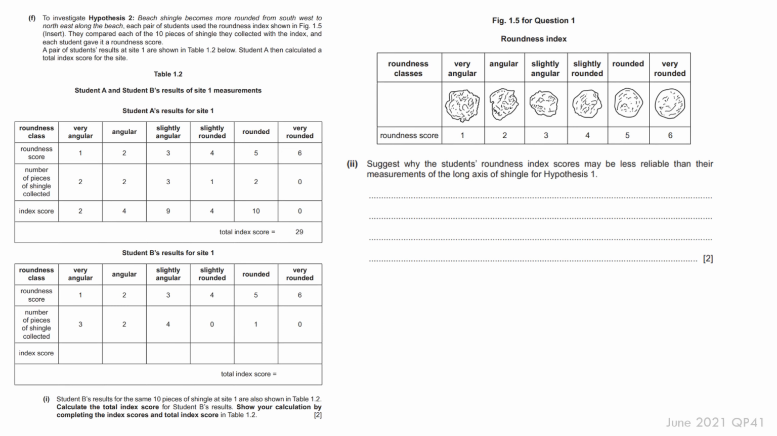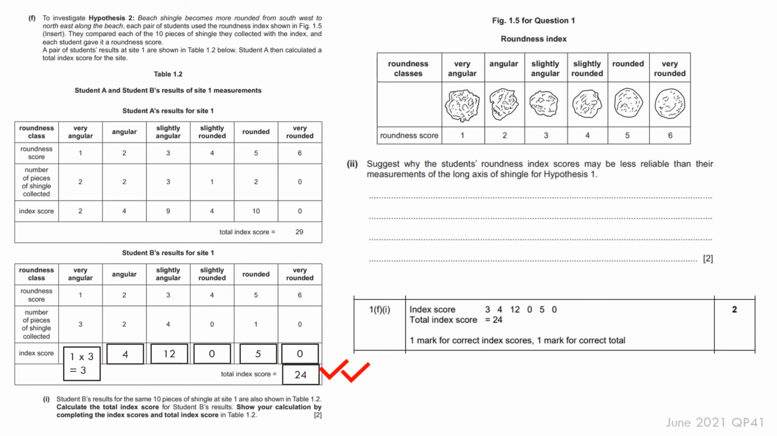Nice one here, looking at the index score for when you look at the measurements of the roundness index, using the roundness index. So again here, how would you calculate it? You times the two together. So 1 times 3 equals 3, and I've used the example to help me with that. So keep on going. Give them a total index score of 24, so I got 2 marks for that. So again here, 2 marks.